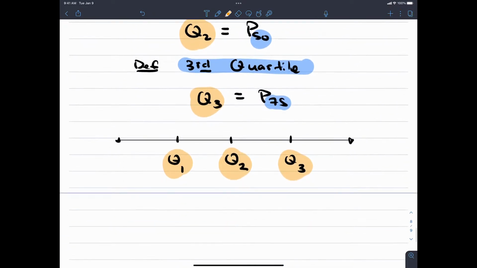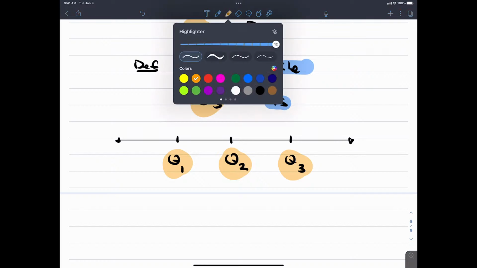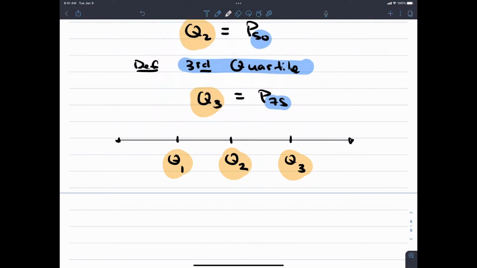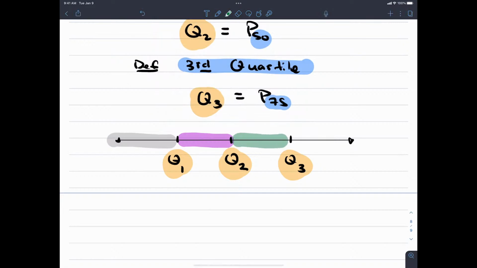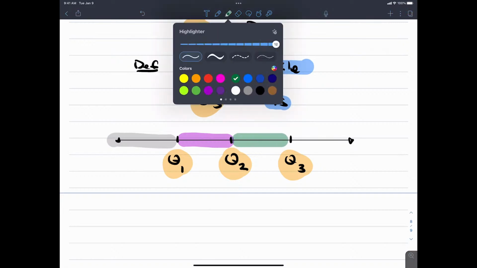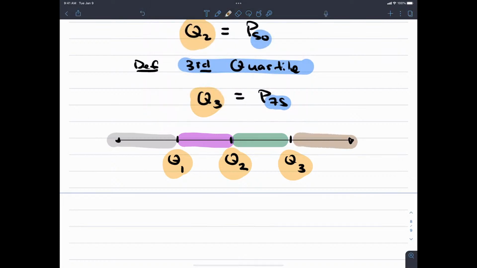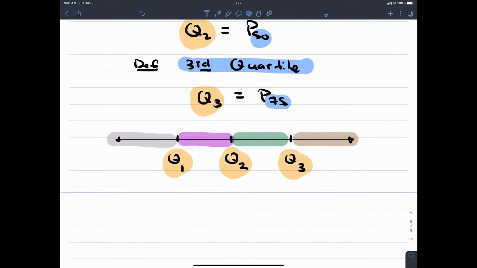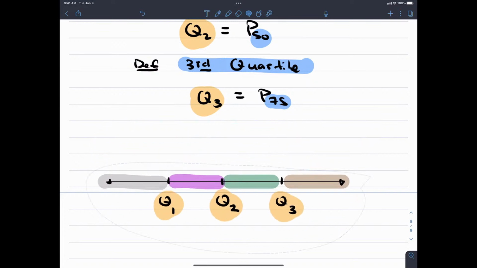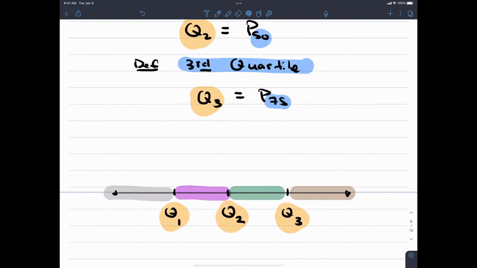This is how you partition data. There's how many groups here? You may not believe it, but there's 1. What else? 2. What else? 3. What else? 4 groups. So 3 numbers gives you 4 groups. You're partitioning your data really into what we call quartiles.